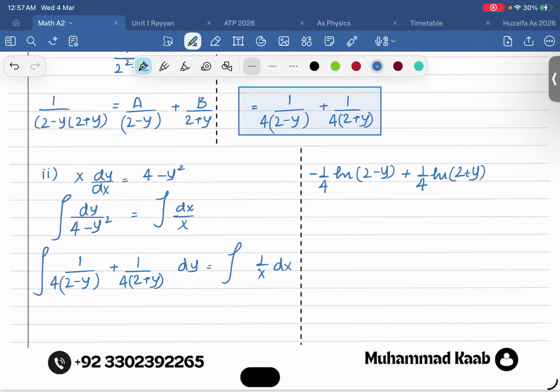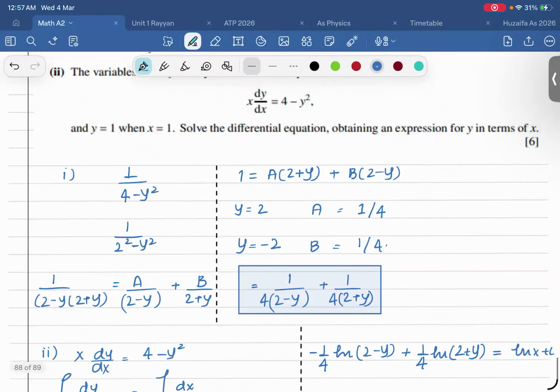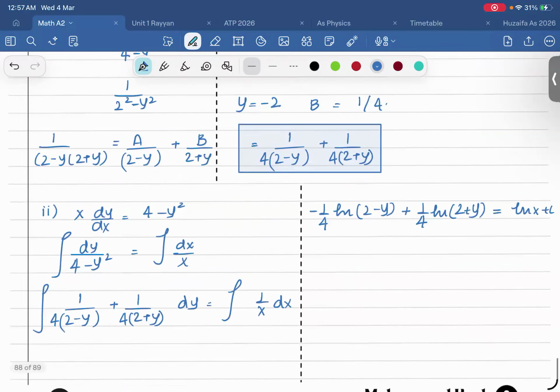Which is equal to, over there, 1 over x would just be ln x. And just put c. This is the integration done. Now you have the data given, x1 and y1, just put that in and find out the c.